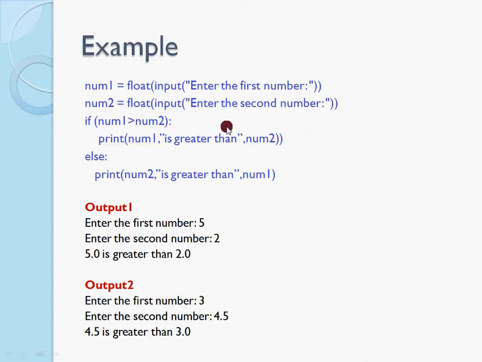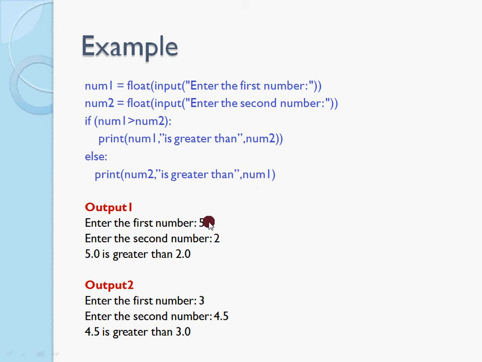In this example we are going to find the greater number among the two different numbers given as input. As usual we get num1 and num2 as input from the user. Next we check the condition num1 greater than num2. If this condition is true, obviously num1 is greater. If the condition is false, obviously num2 is greater. So if the condition is true, we print num1 is greater than num2. If the condition is false, we print num2 is greater than num1. This is the sample example.